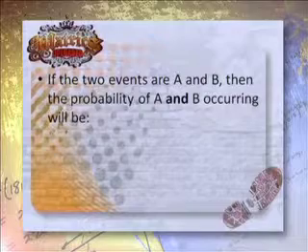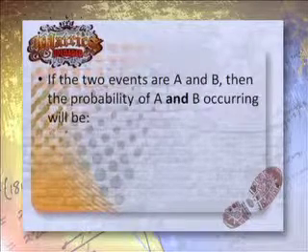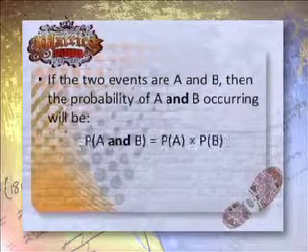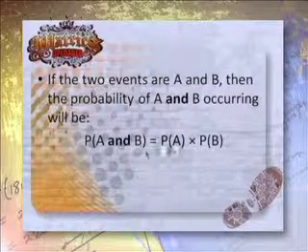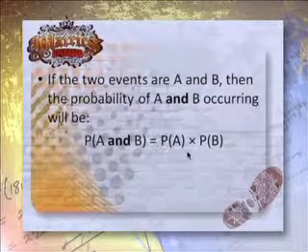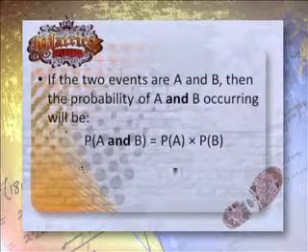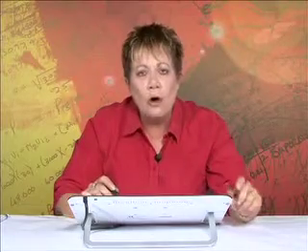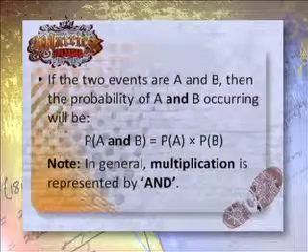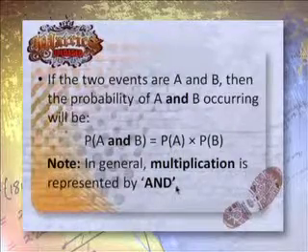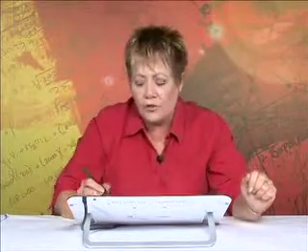So in other words, if we now have a look at our mathematical notation, actually write a formula, then if the two events are A and B, then the probability of A and B occurring will be P of A and B is the probability of event A multiplied by the probability of event B. So this is basically a formula that you need to know, and you need to know when it is applied. In general, multiplication is represented by and. So when you see the word and, then you know it's going to be multiplication.